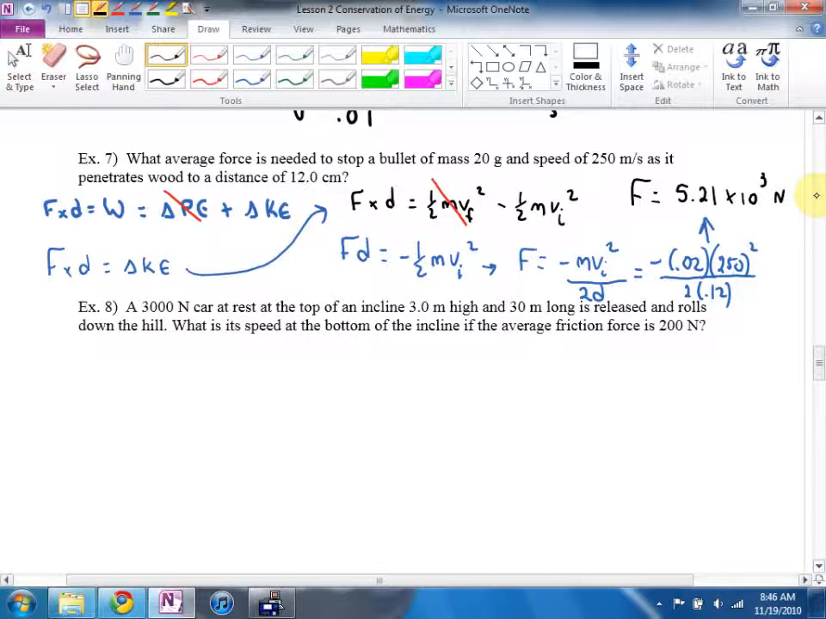This is why bulletproof vests are so difficult to make. So in a bulletproof vest, does the bullet have 12 centimeters to come to a stop?